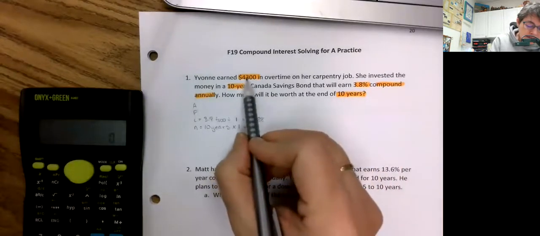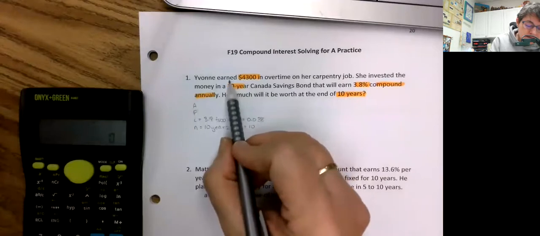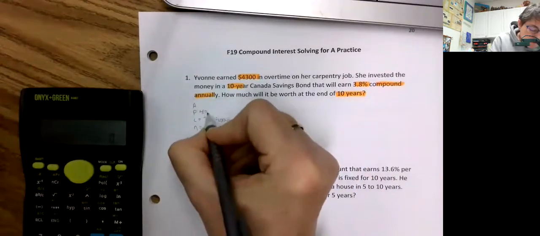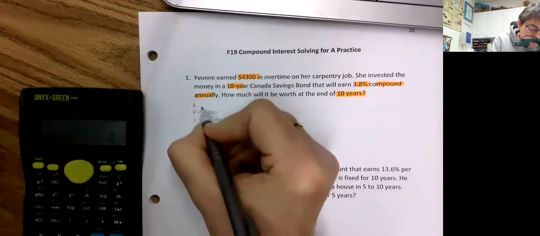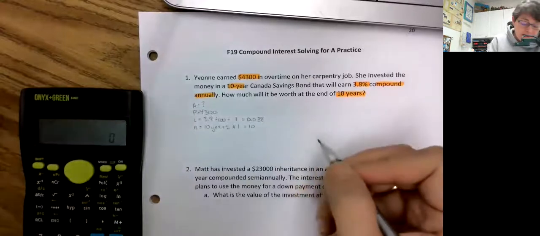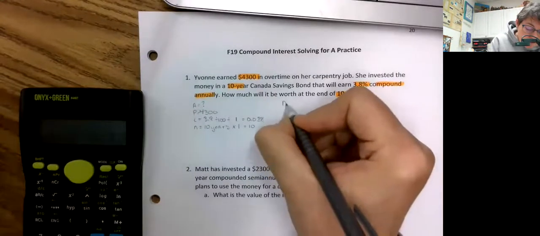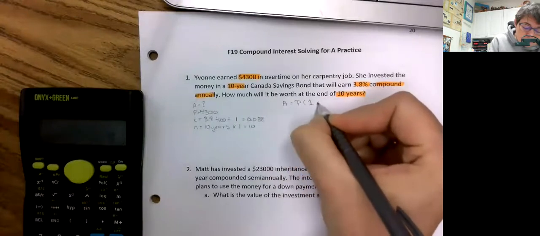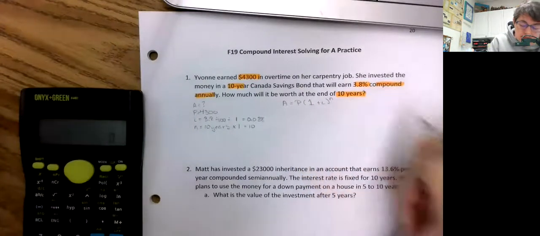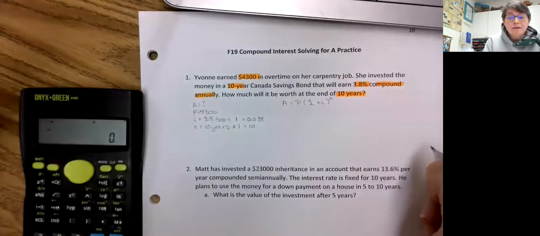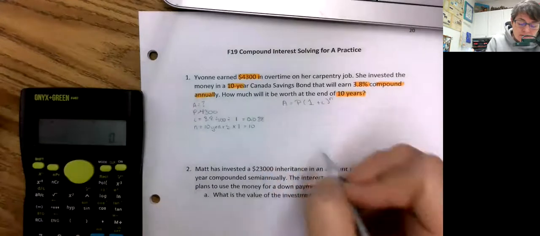And she invested money, so that's 4,300. We don't know what she had at the end, but we do know it should be higher than 4,300. So A is P(1 plus I) to the N. So different formula this time. I almost wrote the other one. So be careful, you've got to pay attention.